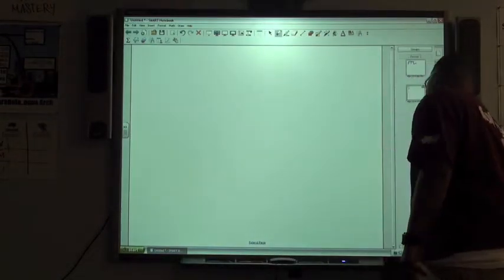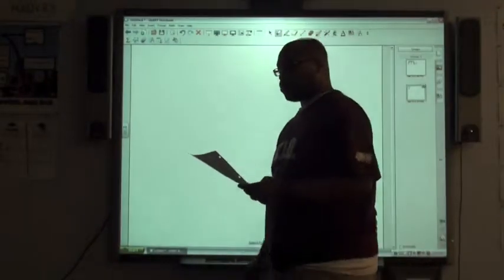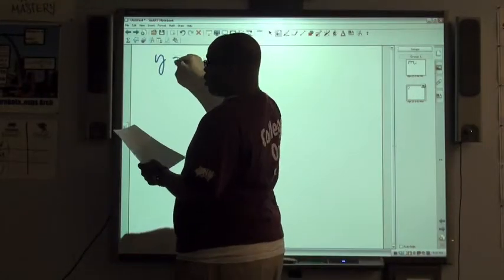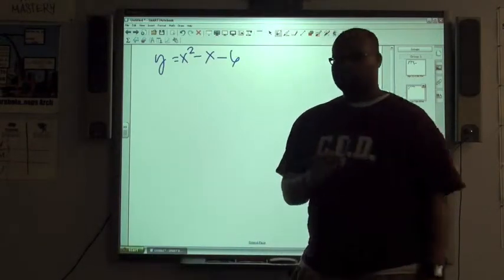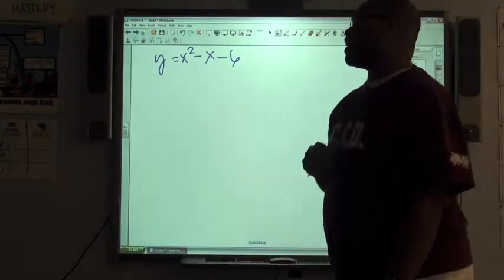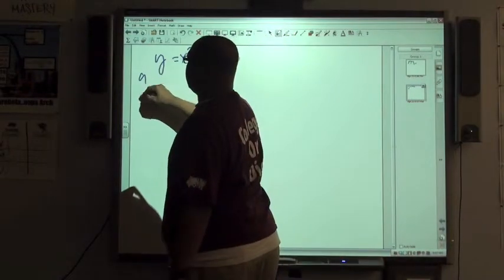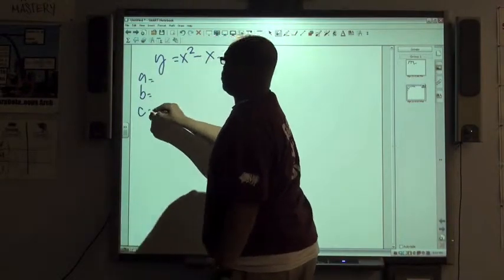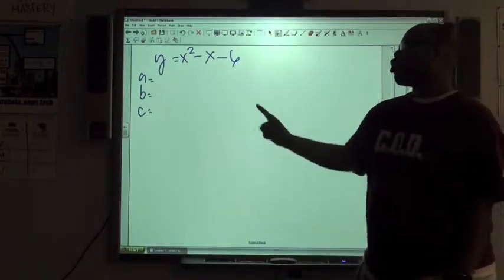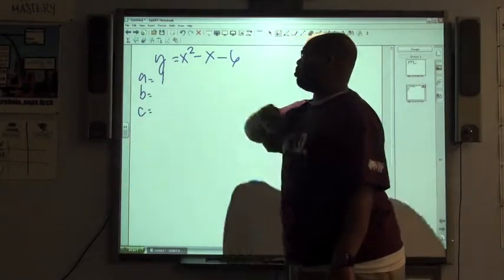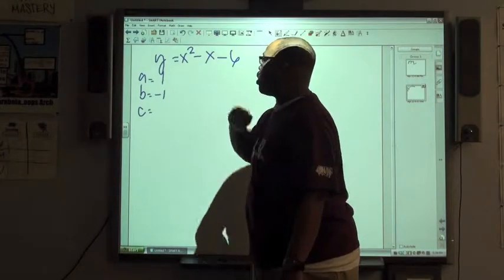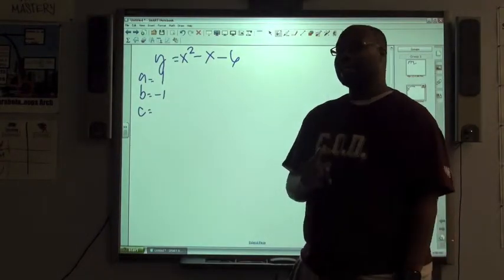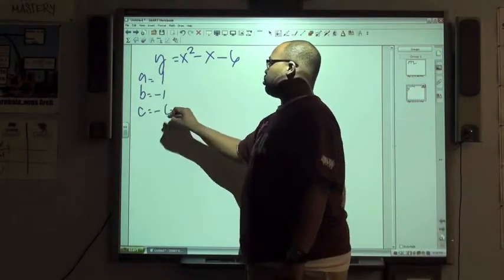And so when we look at that problem, we can graph those. Let's say, for example, y equals x squared minus x minus 6. The first thing I'm going to do is identify my A, B, and C. My A, or my coefficient to x squared, is 1. My B, or my coefficient to x, is a negative 1. And my C, or the constant, is a negative 6.